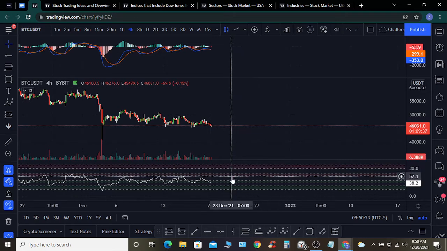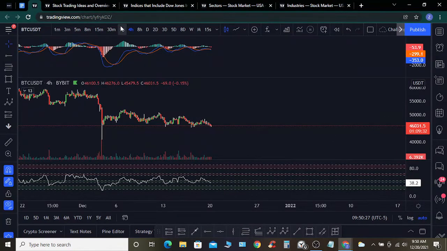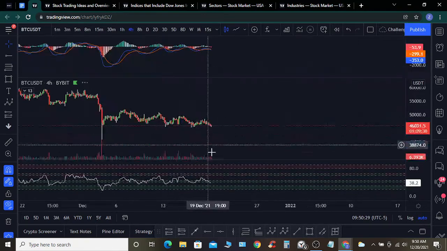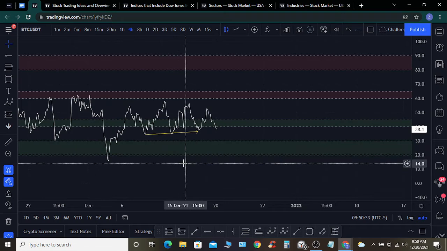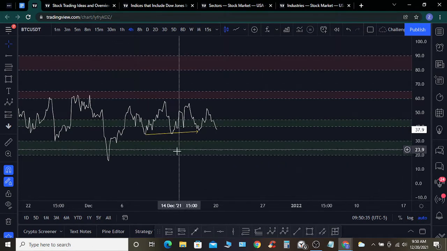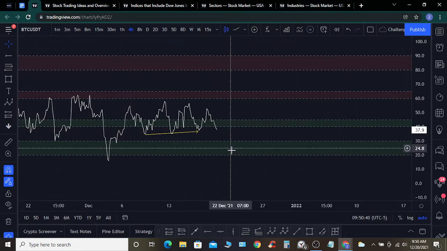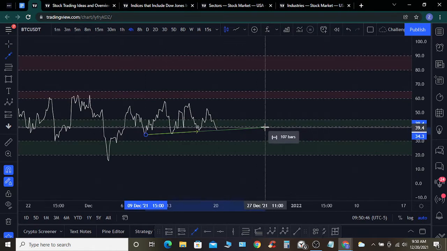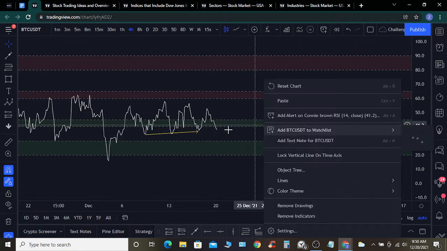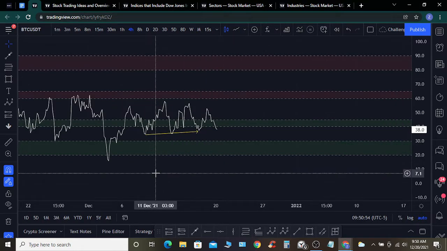So this is what we have on the 4 hour chart. The only thing I don't like about the 4 hour chart is this RSI here, because you see that we have 1, 2, 3 touches. This is the fourth touch. Generally speaking, it doesn't do well on the fourth time. The probabilities of it going down is much higher.